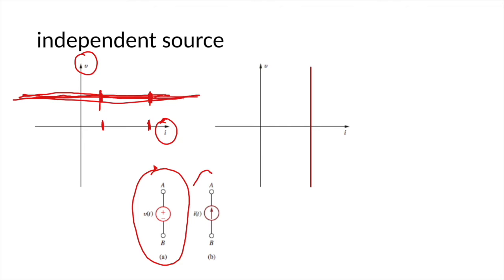The second figure shows the independent current source. In this case, its current stays constant no matter how large or small the voltage is. The current is independent, a fixed value.